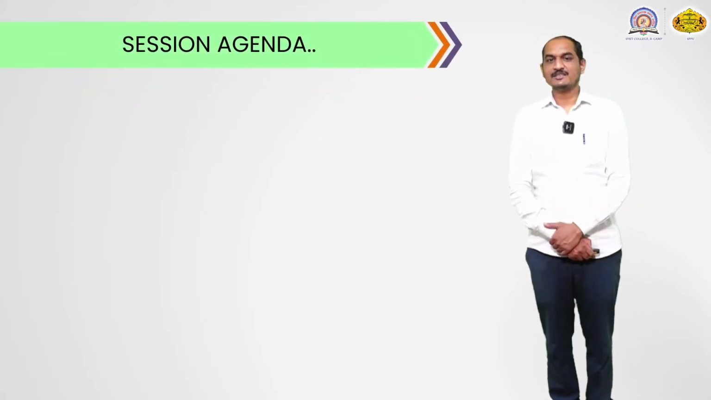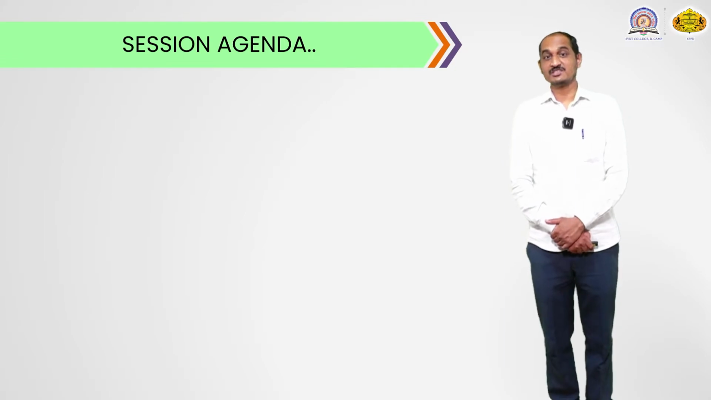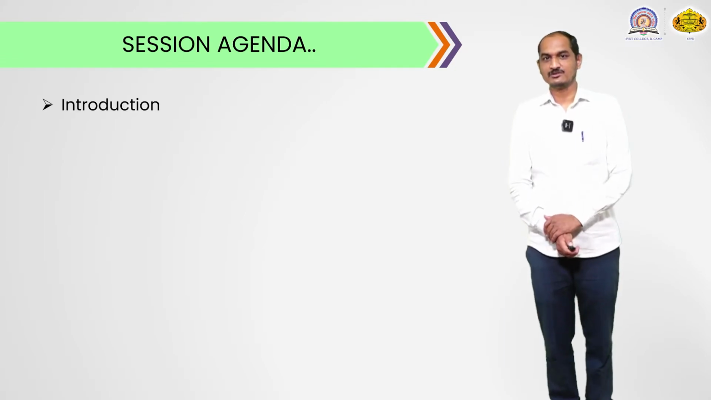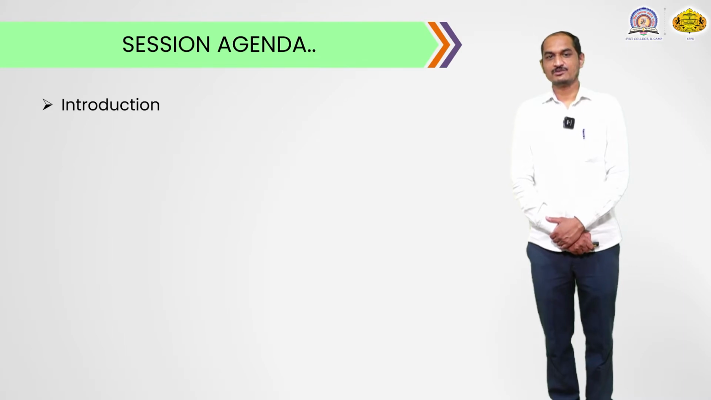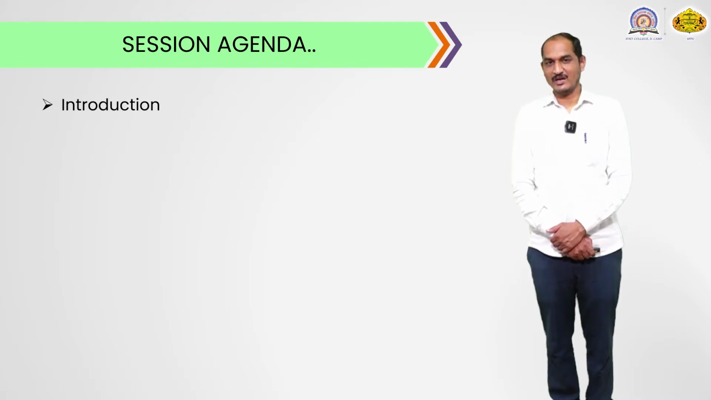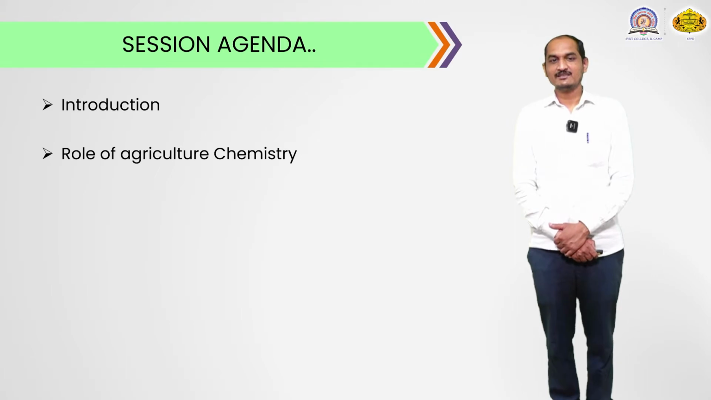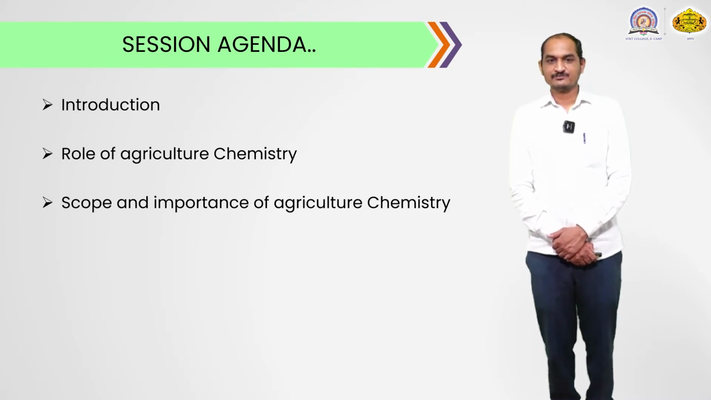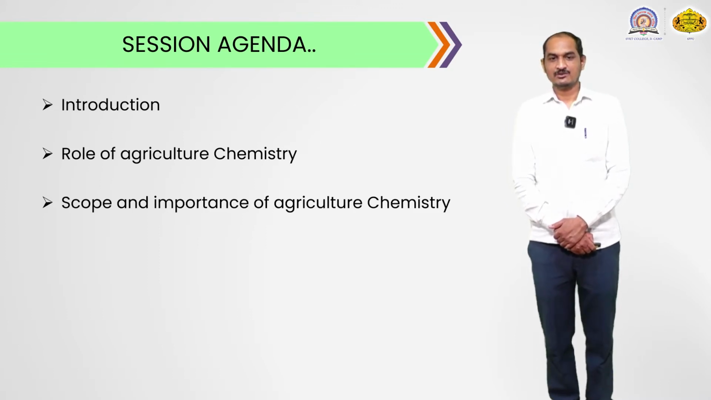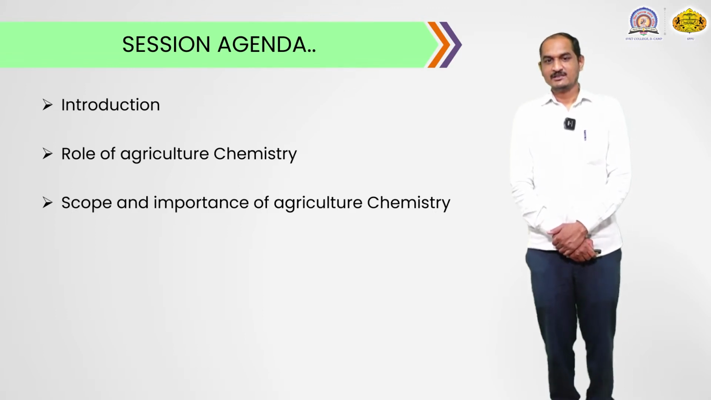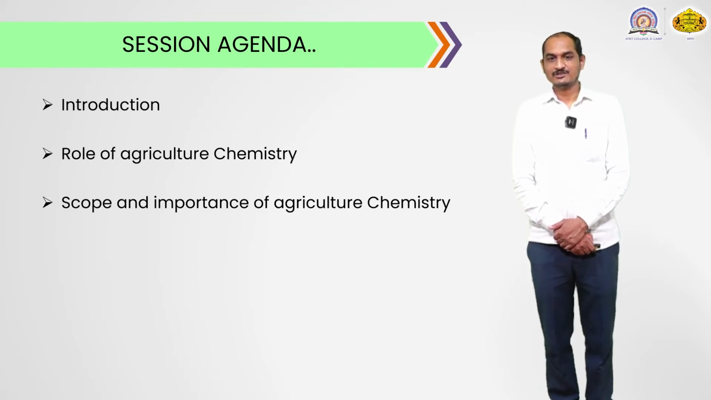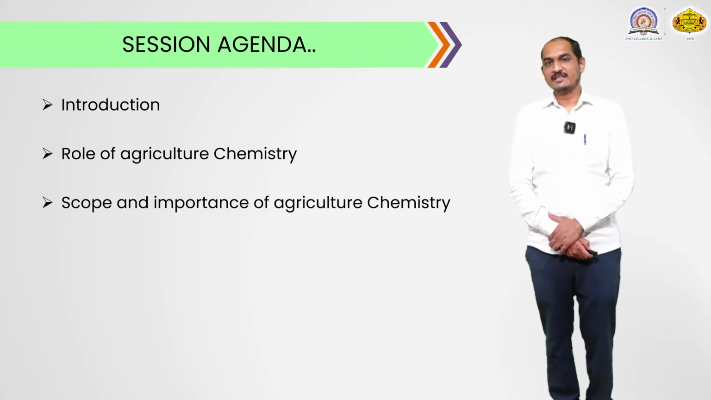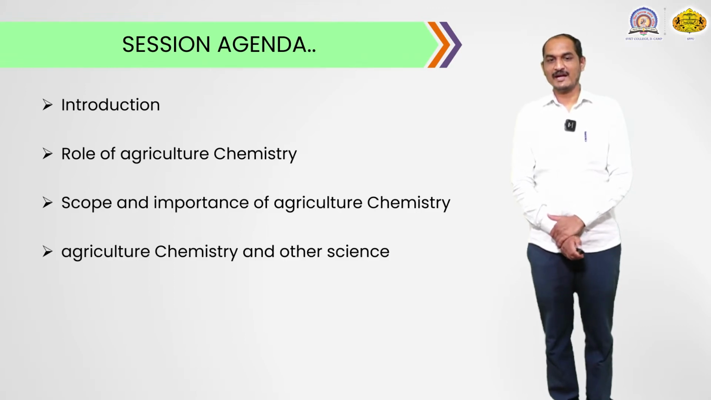So, before starting today's session, first we will look at the session agenda. In the first point, we discuss the introduction to soil chemistry. Then we discuss the role of agricultural chemistry, then the scope and the importance of agricultural chemistry. We know that agricultural chemistry is a very big branch, and soil chemistry is related to this branch. So, in this session we discuss the scope and importance of agricultural chemistry.